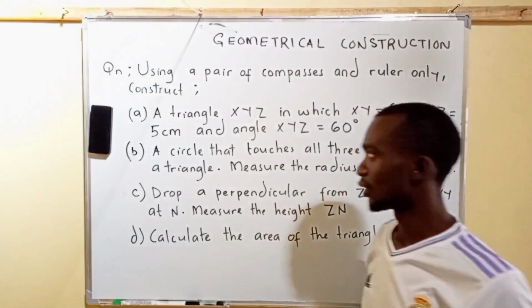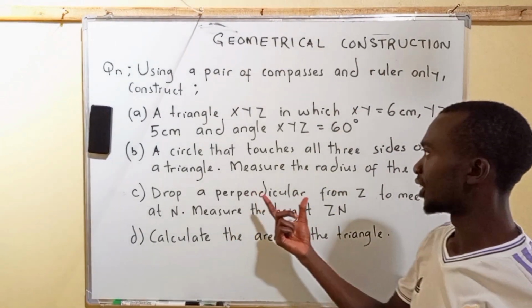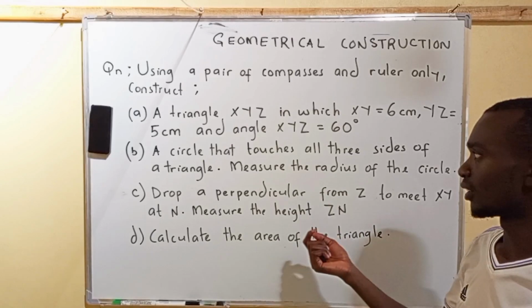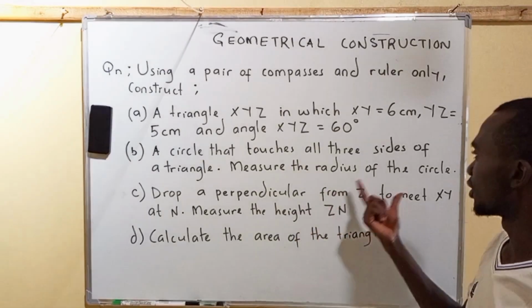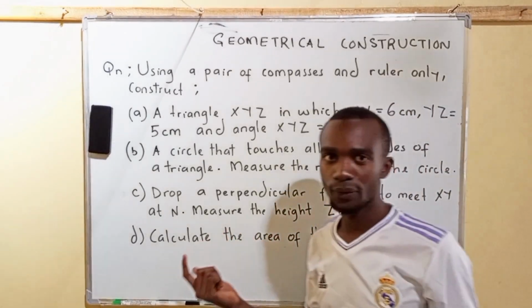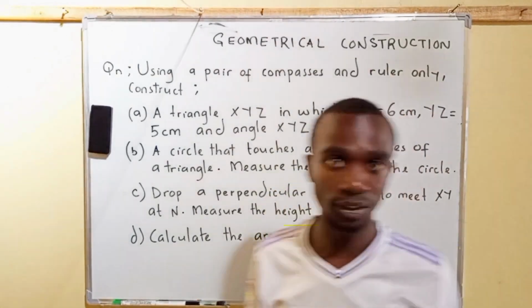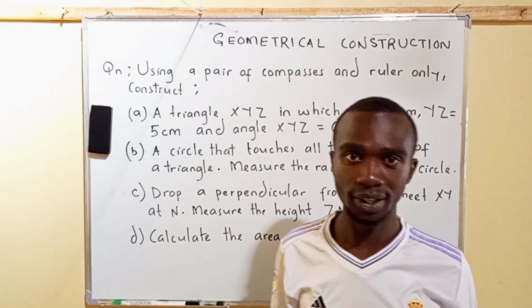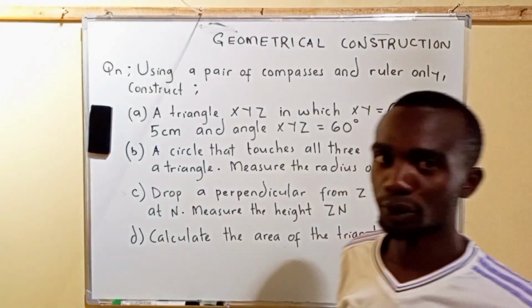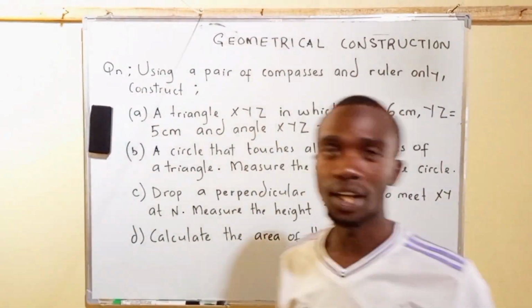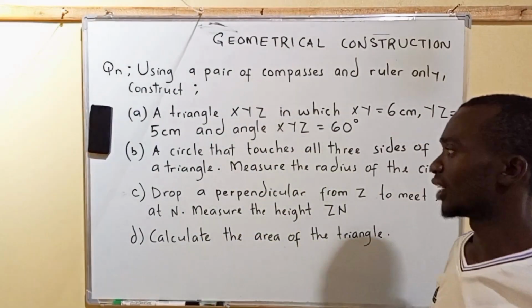For the second one, a circle that touches all the three sides of the triangle, and we measure the radius of the circle. The circle which touches the sides of a triangle is known as an inscribed circle. So we are going to construct an inscribed circle of the triangle.